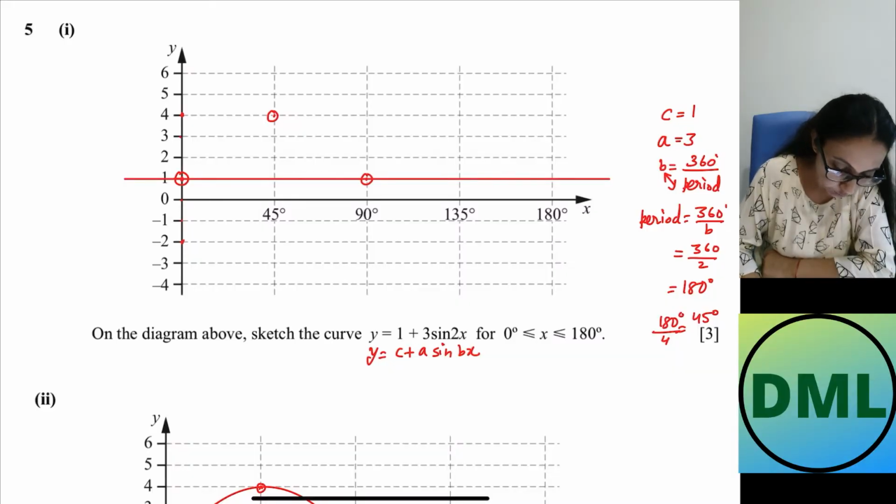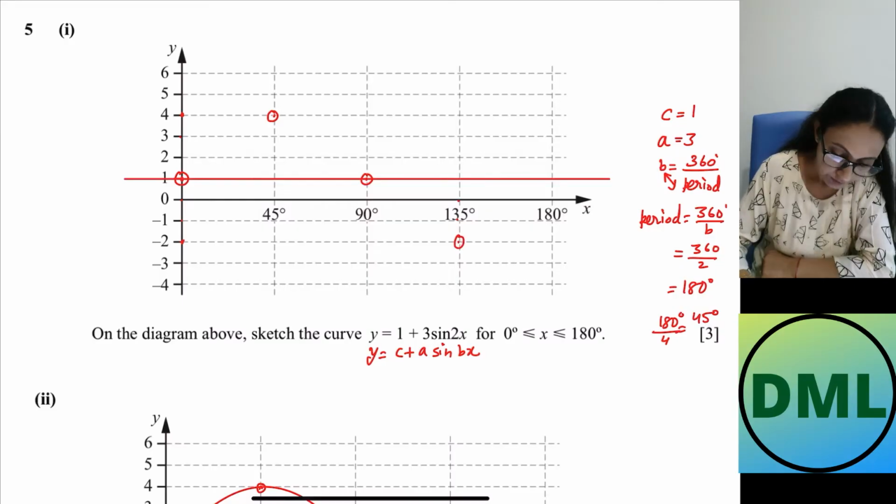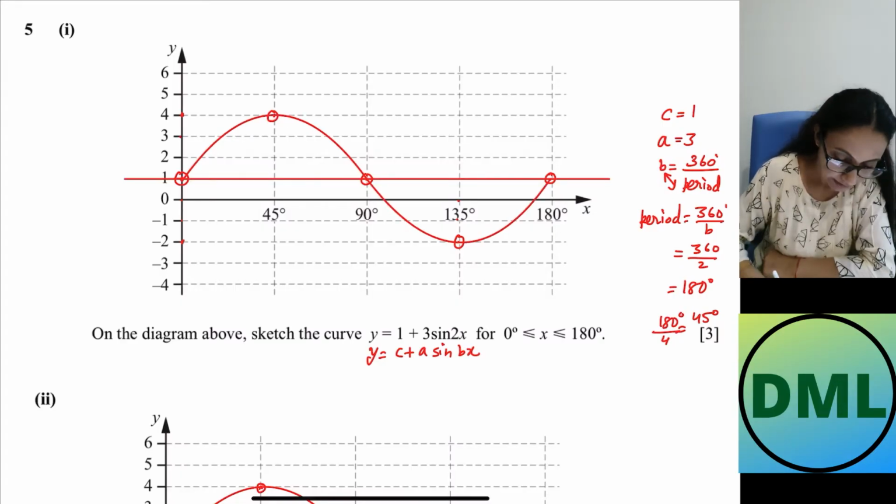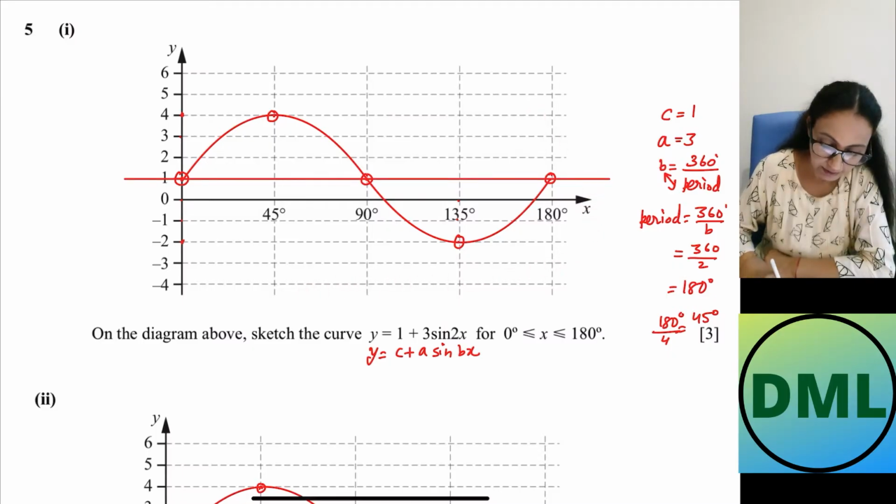At 135 degrees, it will go down. 3 units down. 1, 2, 3. So it will touch minus 2. At 180 degrees, it will touch the axis again here. Let's plot our sine graph here. This is our sine graph for 1 plus 3 sine 2x.